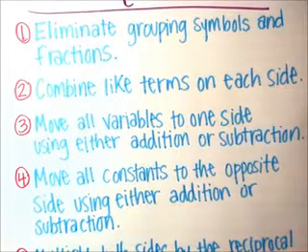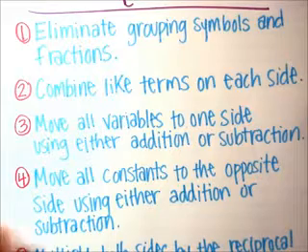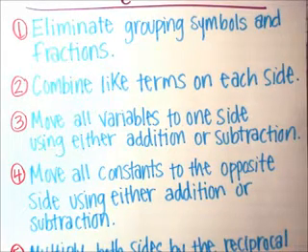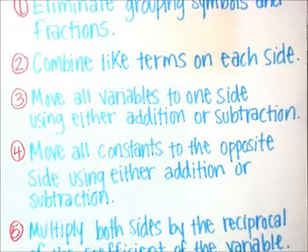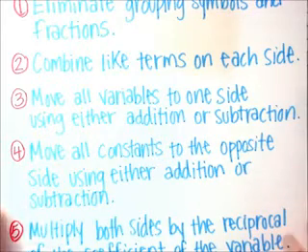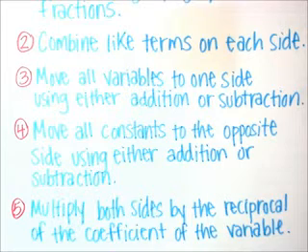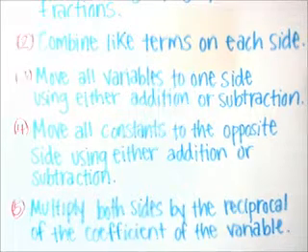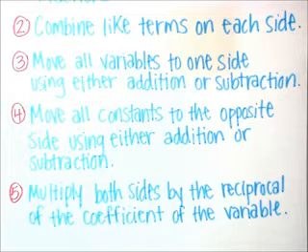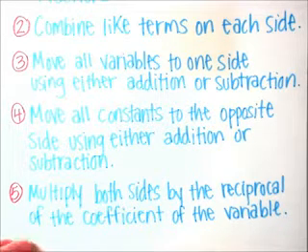So the first step is to eliminate grouping symbols and fractions, grouping symbols being parentheses or brackets. The second step is to combine your like terms on each side of the equation. Step 3, move all variables to one side, either using addition or subtraction, depending on what the sign of your variable is. Fourth step, move all constants to the opposite side, using either addition or subtraction. The fifth step is to multiply both sides by the reciprocal of the coefficient of the variable. Again, if you need to pause this video or rewind, you may do so. Alright, let's jump into it.